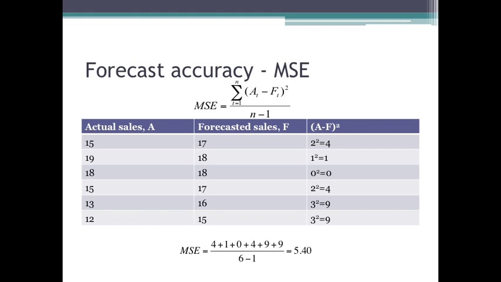In this case, those summed errors come up to 27. 27 divided by 5 is equal to 5.4. So our mean squared error for this measurement is going to be 5.4.